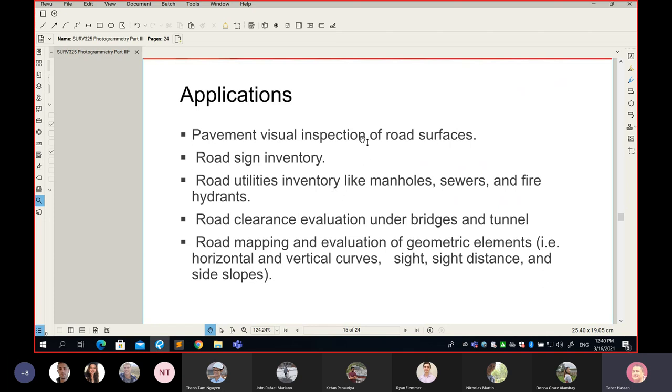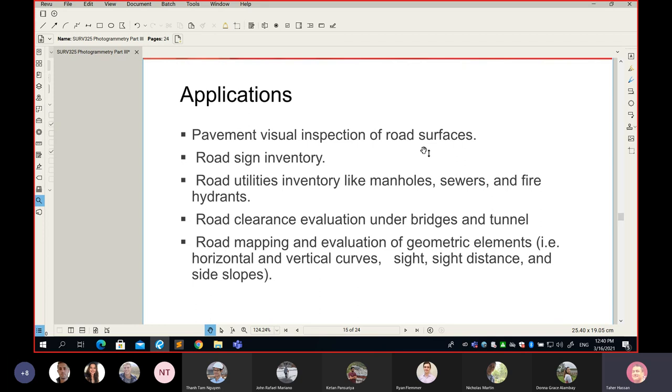So part of the things we do is visual inspection. But if you have this system, do you really have to walk on the road, or you just drive on the roads and then when you go to the office, you can do the visual inspection through the photos? You can even measure the length of the crack. You can measure the width of the crack. And if the crack is too big, then you can mark this for the next maintenance.